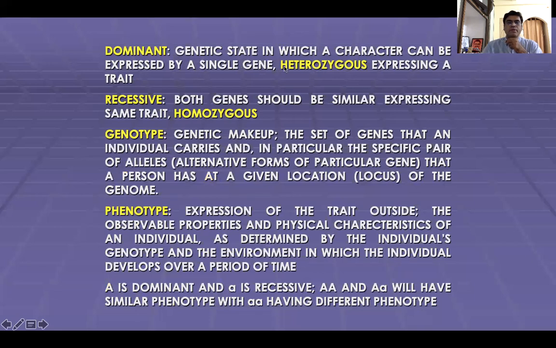Dominant is a genetic state in which a character can be expressed by a single gene, that is heterozygous, expressing a trait. Recessive, both genes should be similar, expressing the same trait, that is homozygous. It means dominant: if you see a capital A combination or a capital A small a combination, it can express as a dominant one, either homozygous or heterozygous.